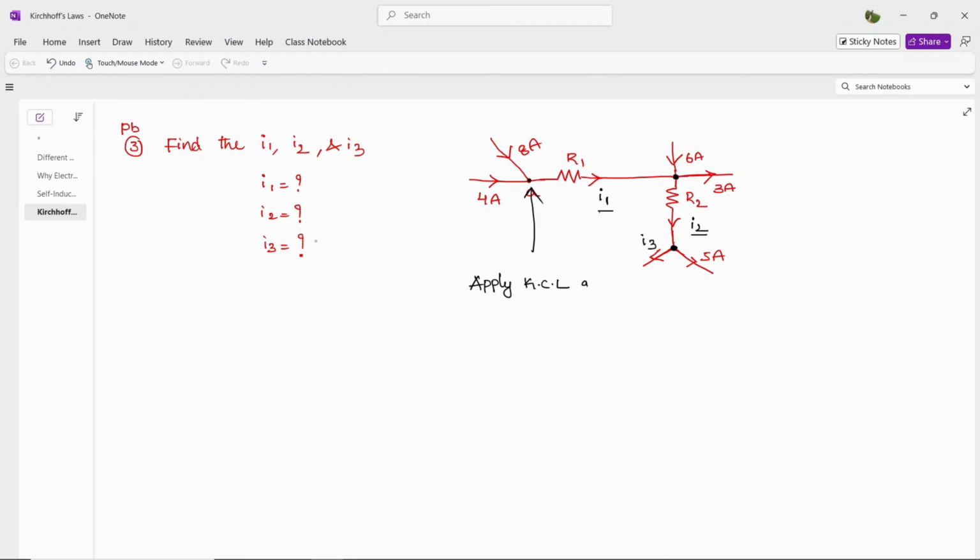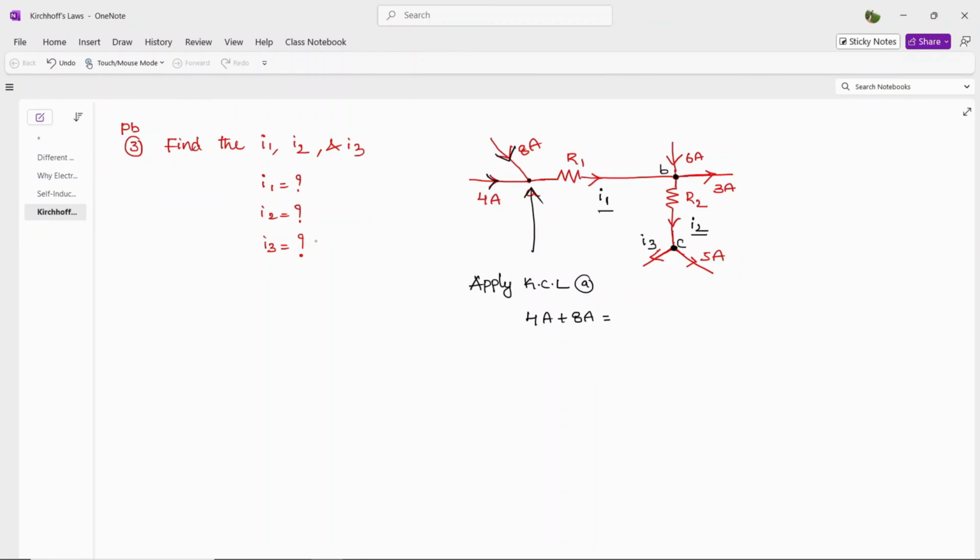So at node A, it's already given. Let's mark this as node B and this as node C, for more clarity. When you apply KCL at node A, what are the entering currents? You can see here this 4 amperes is entering current and 8 amperes is also entering current.